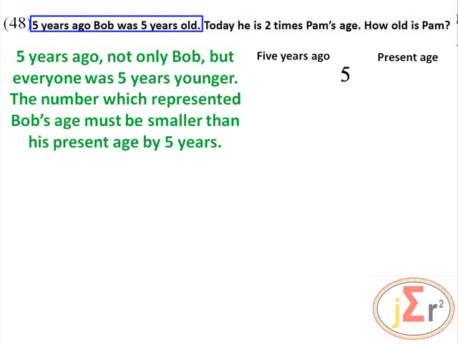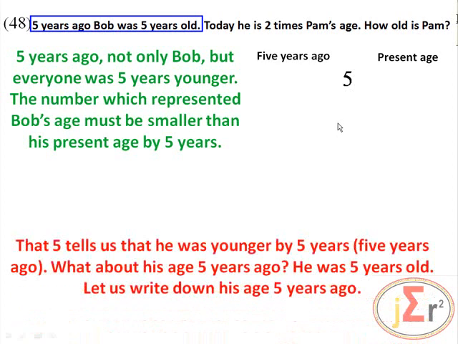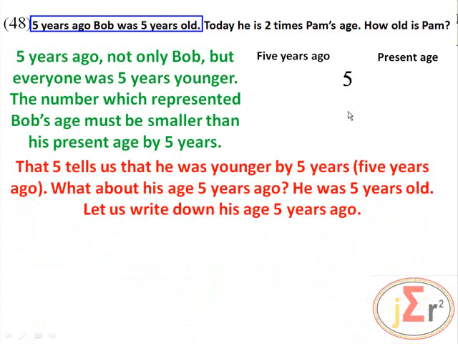So 5 years ago, and we have present age, and we have 5. So this is 5 years ago. His age 5 years ago will go right here. His present age will go right here. And of course, this 5 is representing the 5 years that passed, or the 5 years ago. The 5 tells us that he was younger by 5 years.